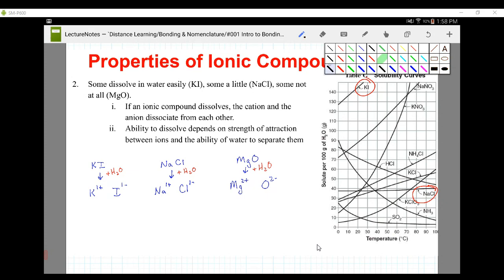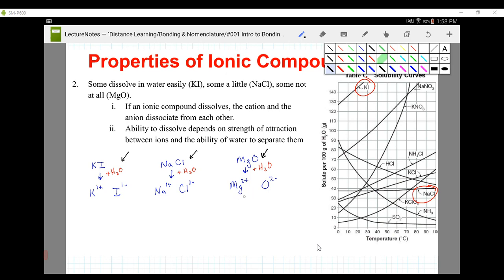So in the case of potassium and iodine down here, it would split up into the K+ and I- ions. Sodium chloride would split up into sodium and chlorine ions. And magnesium and oxygen, if it did split up, would have to break up into magnesium and oxygen ions.